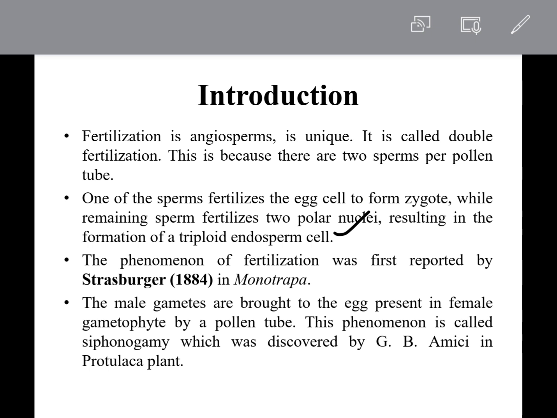Next, the phenomenon of fertilization was first reported by Strasburger in 1884 in the plant Monotropa. The male gametes are brought to the egg present in the female gametophyte by the pollen tube. So angiosperms form a pollen tube, and through that pollen tube, the male gametes come near the egg. This phenomenon is called siphonogamy, which was discovered by G.B. Amici in the Portulaca plant.